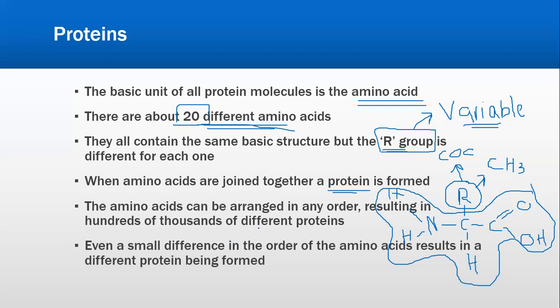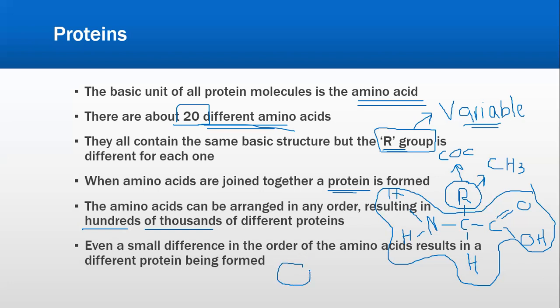Now the amino acids can be arranged in any order, resulting in hundreds of thousands of different proteins. Even a small difference in the order of the amino acid results in a different protein being formed. For example, आगे एक हम चीज पढ़ेंगे सिकल सेल एनीमिया. सिकल सेल एनीमिया में क्या होता था कि a red blood cell contains glutamic acid as one of its amino acid base sequence. But when that glutamic acid is replaced by another acid known as valine, valine क्या करता है? Valine distorts the shape of the red blood cell and turns it into a sickle cell shape.